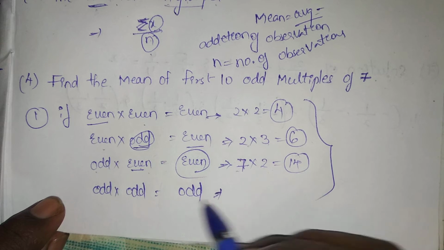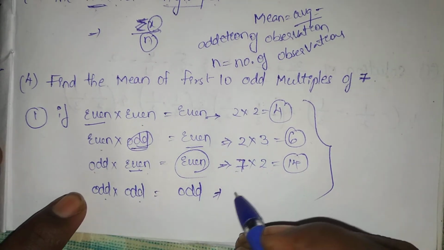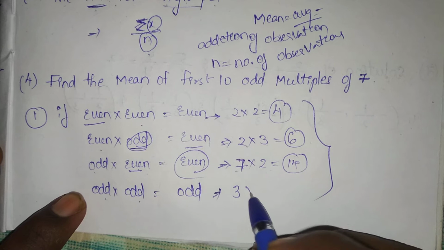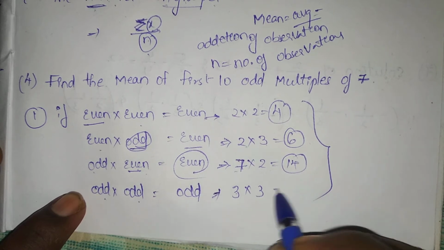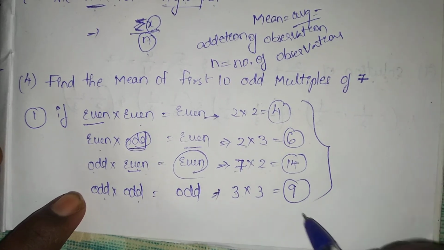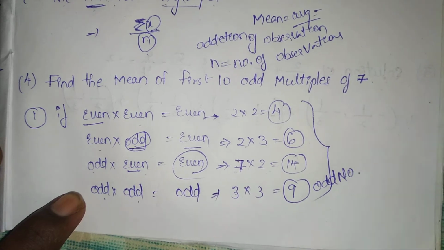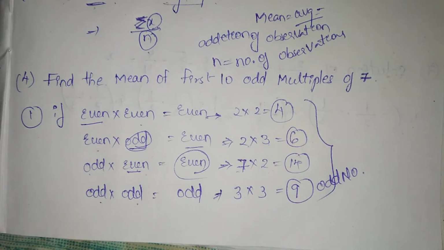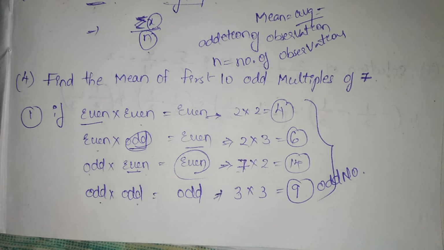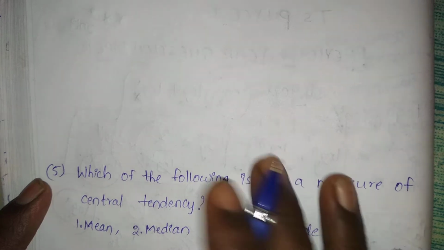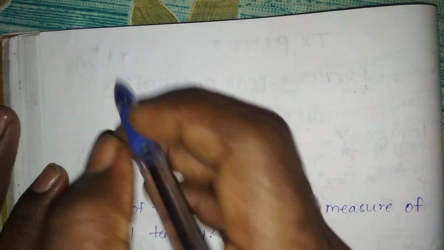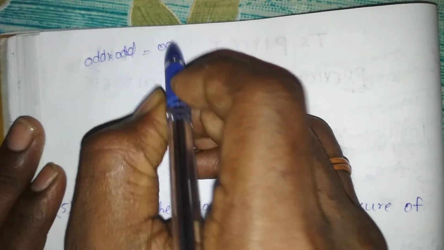So odd into odd: let us take 3 into 3, where 3 is an odd number and the other 3 is another odd. 3 into 3 is 9, and 9 is an odd number. So you have to keep these 4 rules in mind, and you can do anything in the examination hall. Here we have a note that when odd is multiplied with odd, we get an odd number.